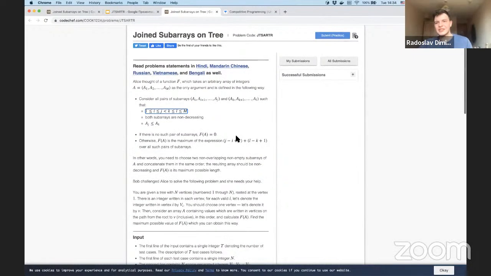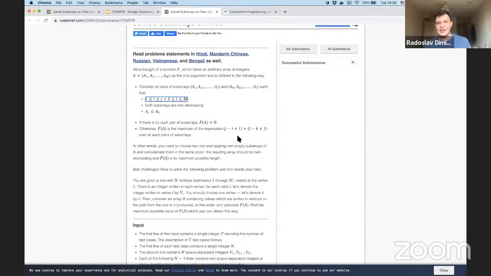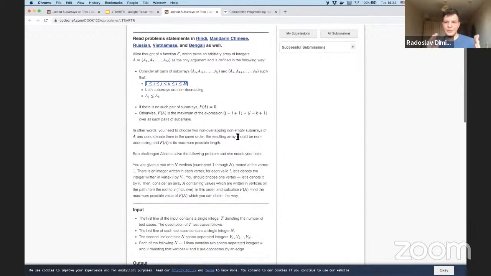But the problem is on trees, so we are going to extend this for trees. The extension is as follows. Instead of looking only at subarrays, we don't have just an array, we actually have a tree. And we are looking at the paths which start from the root. Basically, this is a rooted tree. Just to remind everyone, a tree is a graph which has n-1 edges and is connected, so it has no cycles. So there is a unique path between every two vertices.